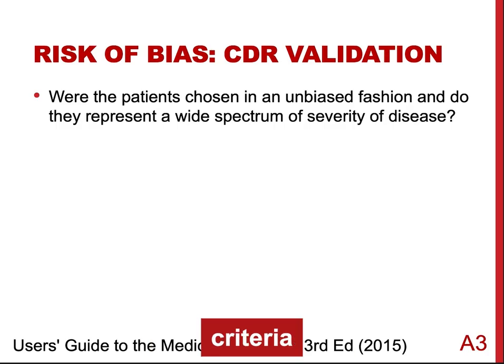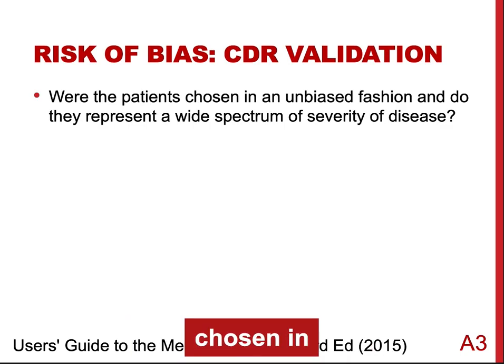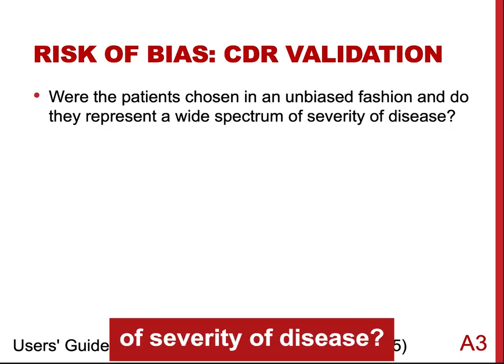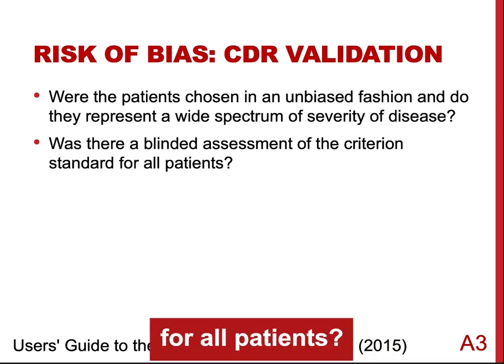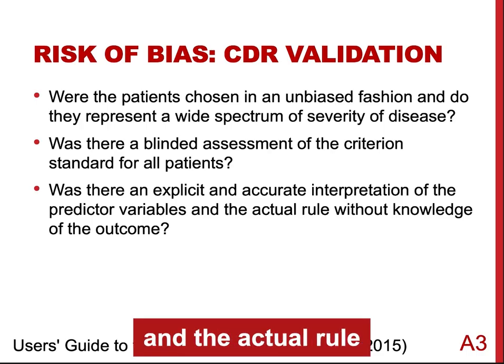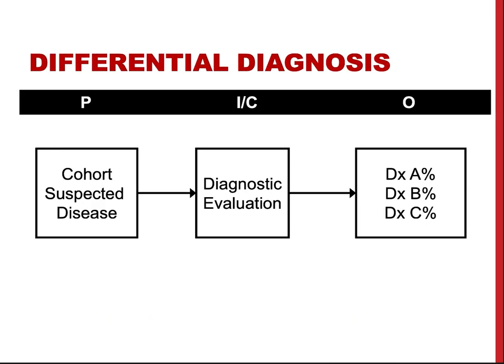The risk of bias criteria for the validation of a clinical decision rule from the User's Guide to the Medical Literature include: were the patients chosen in an unbiased fashion, and do they represent a wide spectrum of severity of disease? Was there a blinded assessment of the criterion standard for all patients? Was there an explicit and accurate interpretation of the predictor values and the actual rule without knowledge of the outcome? And was there 100% follow-up of those enrolled?